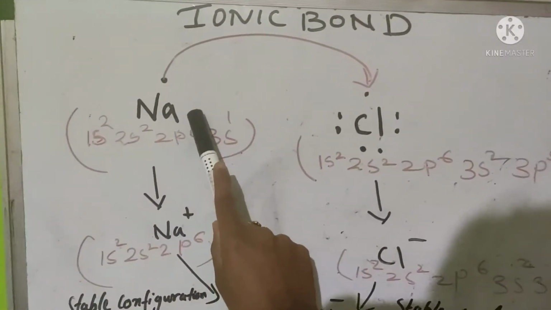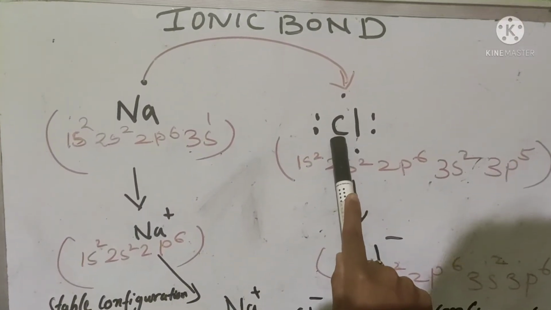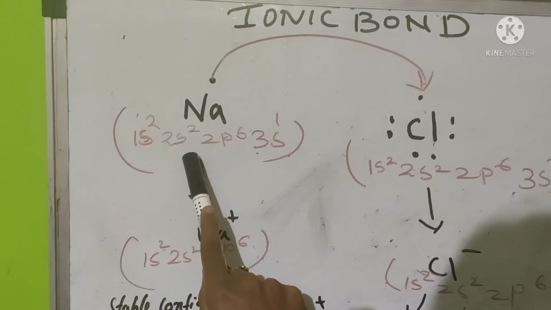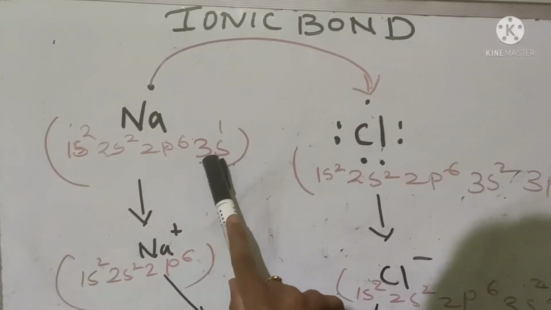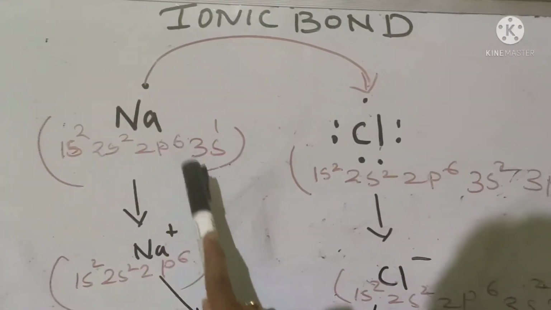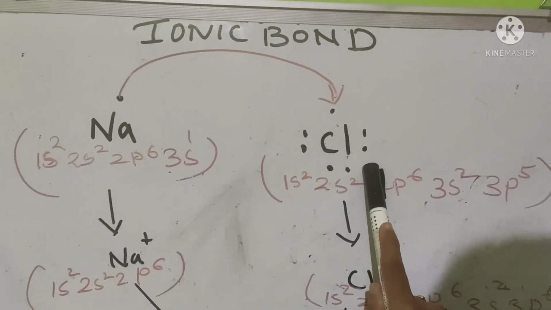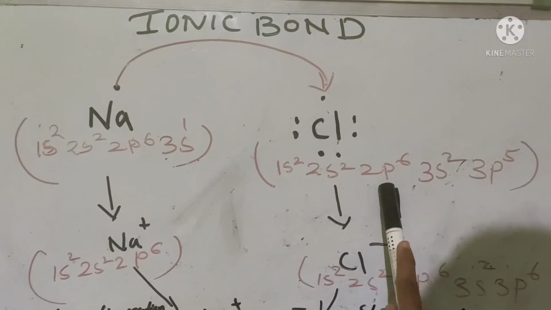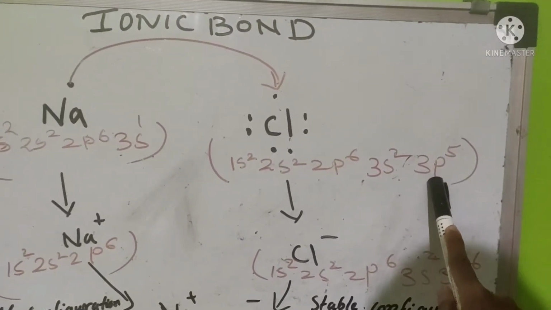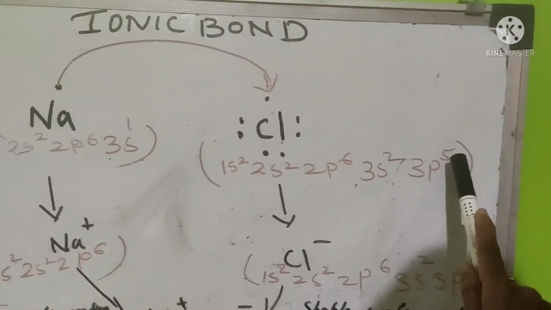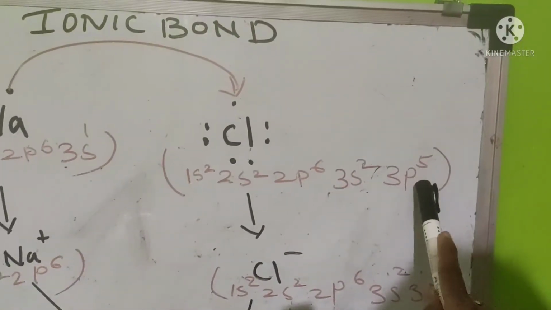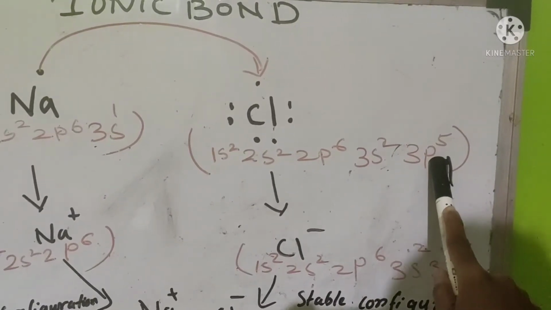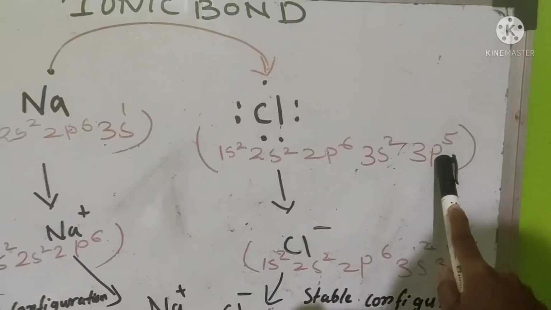It is ionic bond. Sodium is metal and chlorine is non-metal. The atomic number of sodium is 11 and its electronic configuration is 1s2, 2s2, 2p6, 3s1. If one electron is lost from sodium, it gains stability. In the case of chlorine, the atomic number is 17. Electronic configuration 1s2, 2s2, 2p6, 3s2 and 3p5. Here the outermost shell or valence shell of chlorine contains 7 electrons. It needs one more electron to attain the stability, because the p subshell can accommodate a maximum of 6 electrons.